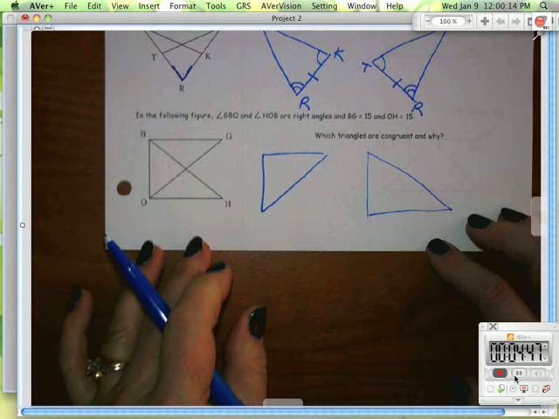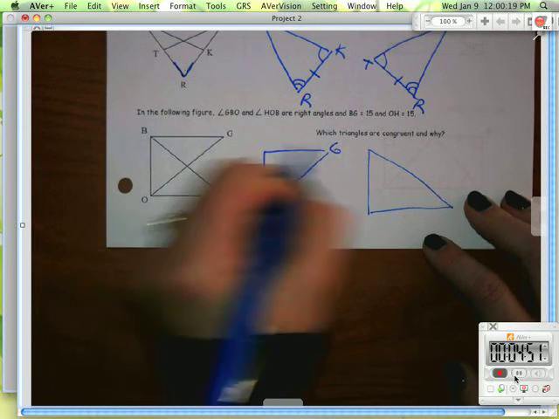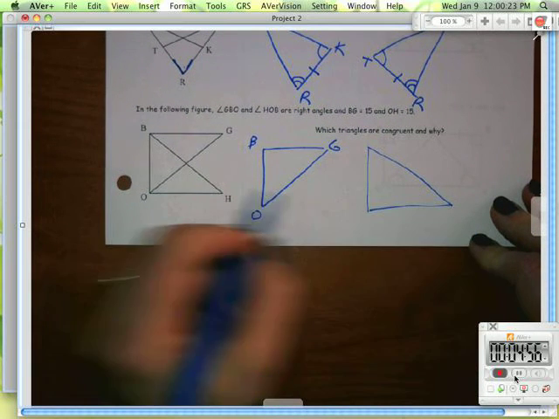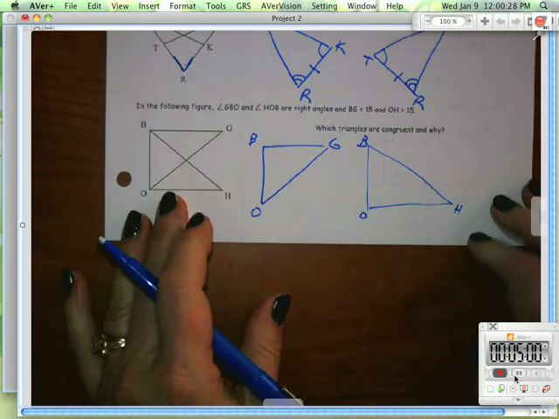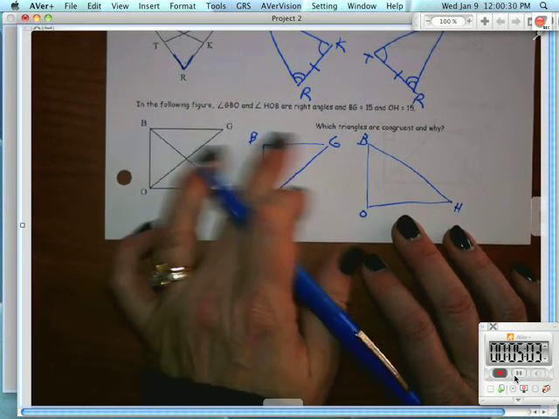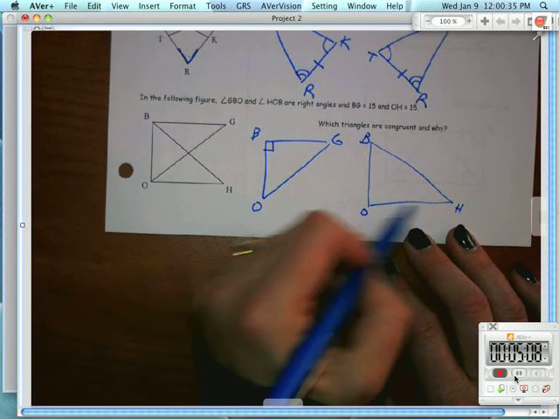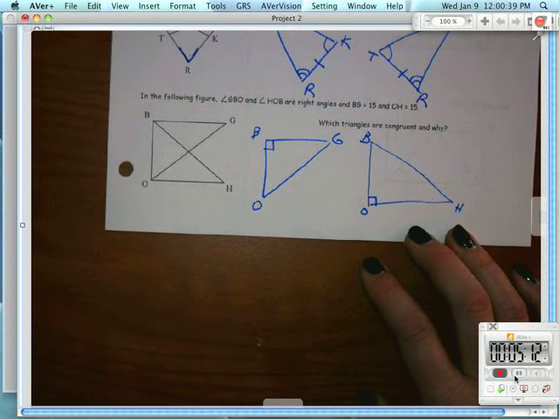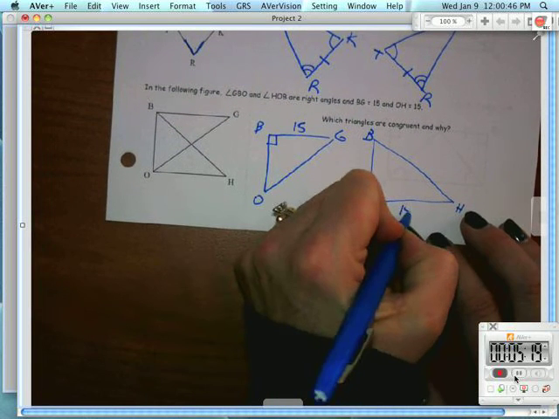Well, they don't look very even, but I'm going to assume that they are. So this is G, B, O, and this is, let's see, H, O, B. Okay, this says that angle GBO is a right angle, so I'm going to mark that there. And angle HOB is a right angle, so I'm going to mark that there. And BG and OH are both 15. So BG and OH are 15, which means that they're congruent.